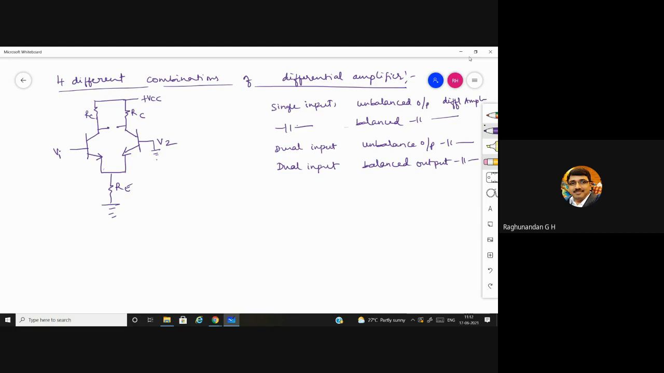Unbalanced output means instead of taking the output between two terminals, we just take the output across one of the transistors. That is unbalanced output. If you take the output between the collectors of the two transistors, then it is called balanced output. If you take the output across a single transistor, then it is unbalanced. And if you give input to both the terminals, then it is called dual input. Okay.